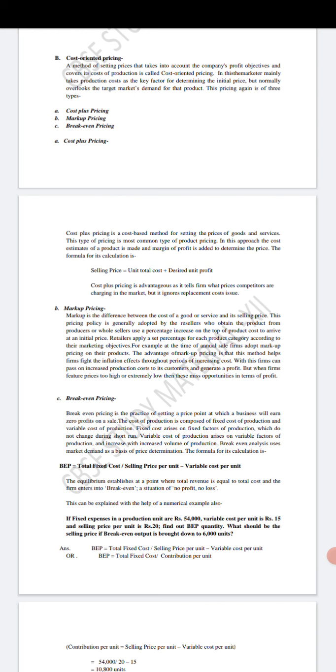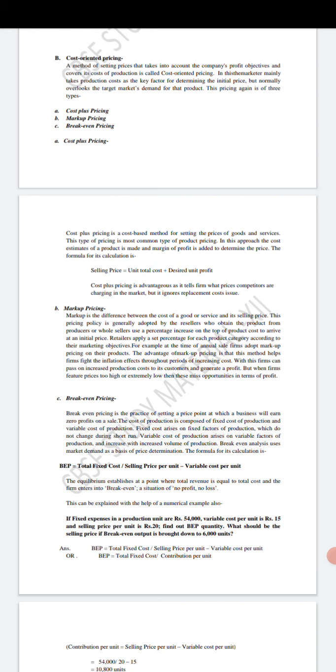Here is the definition. Cost plus pricing is a cost-based method for setting the price of goods and services. This type of pricing is the most common type of pricing. It means usually we do pricing according to cost, so it is a very common method. In this approach, the cost estimate of a product is made and a margin of profit is added to determine the price. So the formula for its calculation is: selling price is equal to unit total cost plus desired unit profit. So learn the formula: selling price equals cost plus profit. So this is cost plus pricing, simply cost plus profit margin.